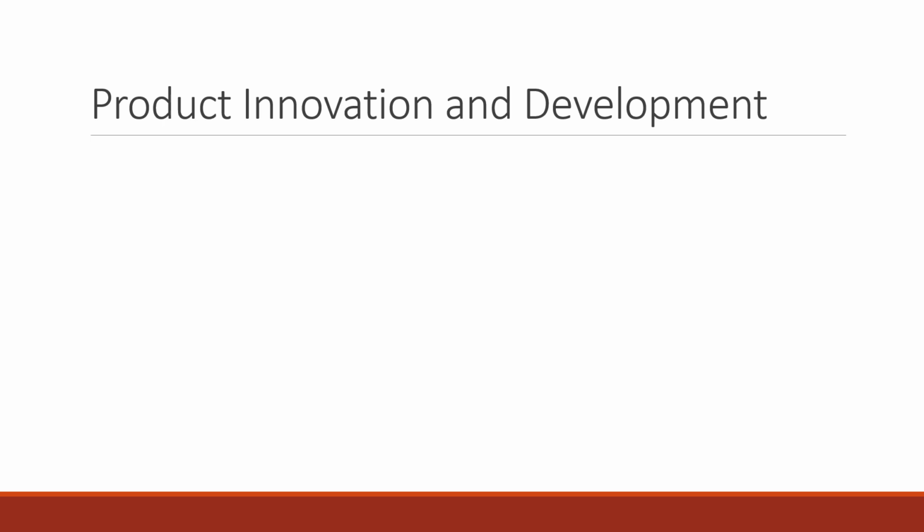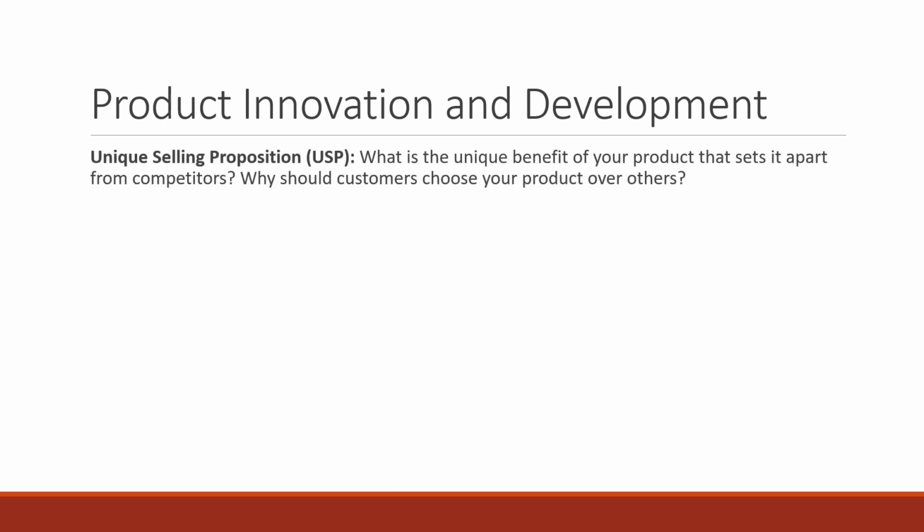In this section, we focus on what makes our product unique and how it provides real value to our customers. The unique selling proposition, or USP, is the distinct benefit that sets our product apart from others on the market. For example, if our product is designed with a unique technology that enhances user convenience, this is our USP. And it's what will attract customers who are looking for an easier and more efficient solution. Essentially, our USP gives customers a clear reason to choose our product over competitors.